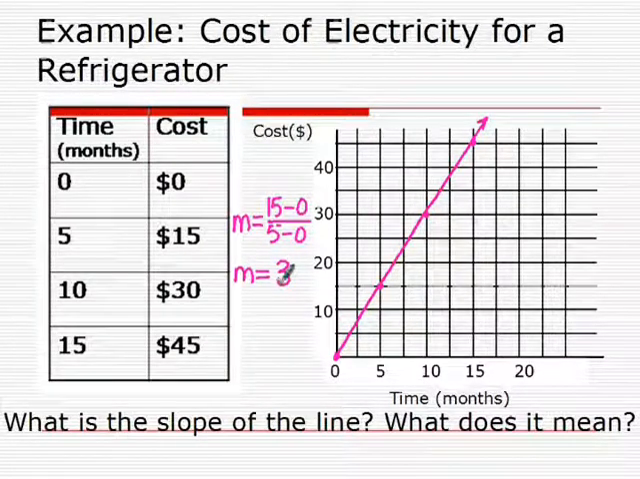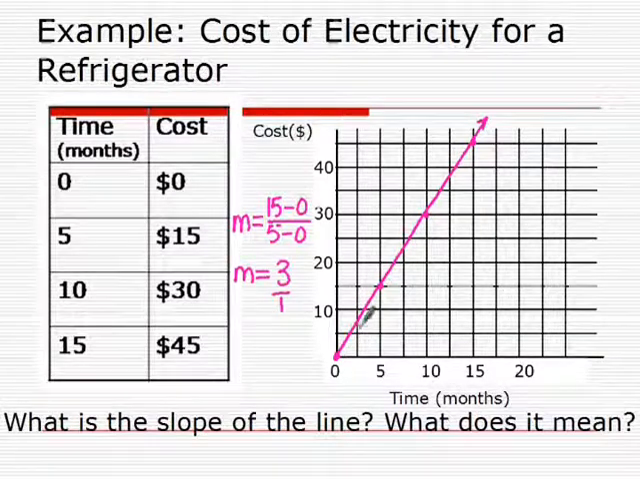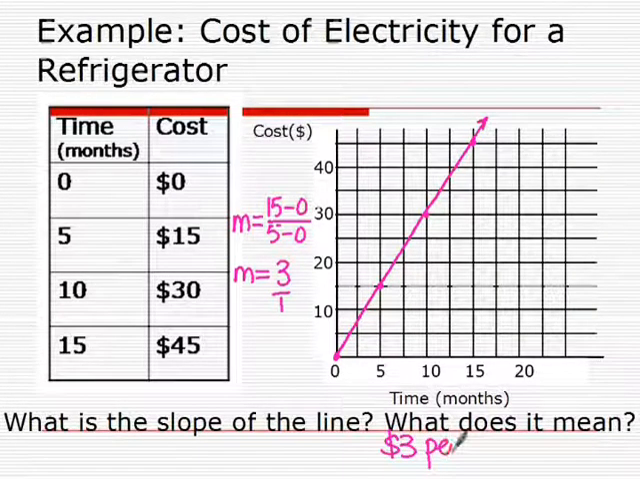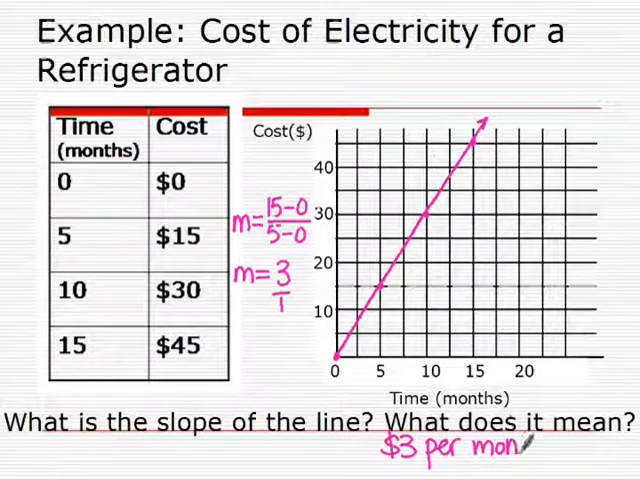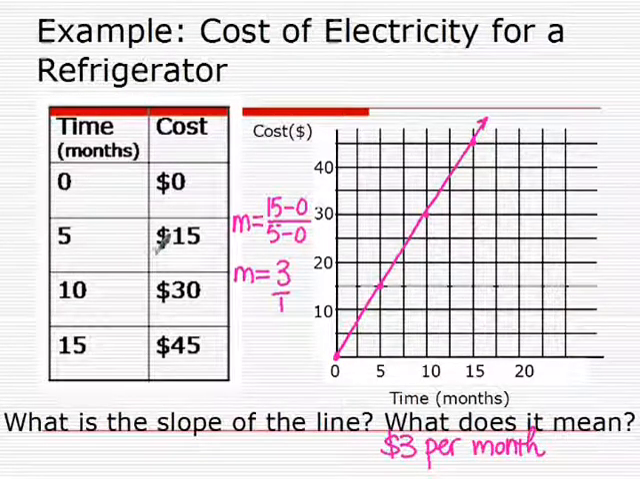Okay, so that answers the first question. What does it mean? Well, that means for every 1 over, I go up 3. Over 1, up 3. Over 1, up 3, which means it costs $3 per month. That's what the slope is actually telling me in this case. It's telling me the rate of change. The unit rate for having my refrigerator is $3 per 1 month. Some of you are saying, well, yeah, I could just do that by dividing. And in this problem, you could. Not always, but in this one, you definitely could.